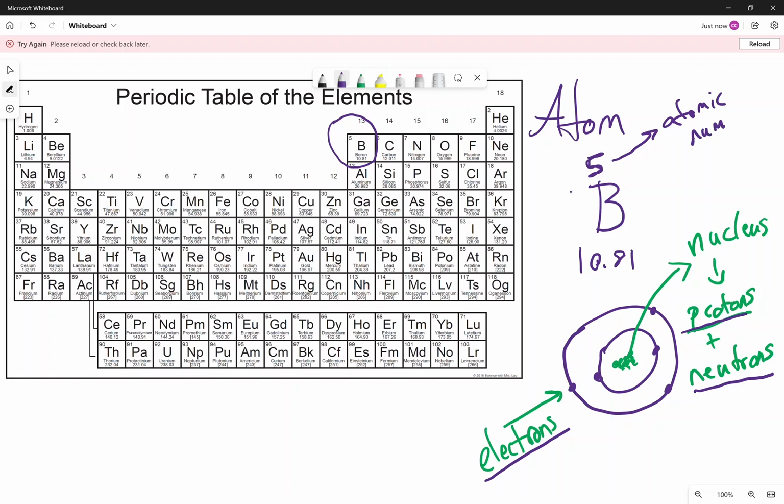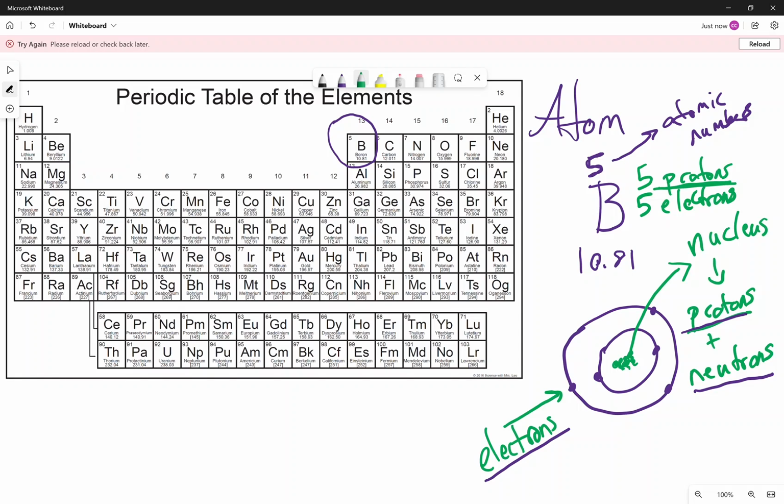and our atomic number tells us how many protons we have and how many electrons we have, because in a neutral atom we have to have the same number of protons as we do electrons. So for this, I have 5 protons for boron, and I have 5 electrons. And my number of neutrons are the thing that can vary. My number of protons is never going to change.